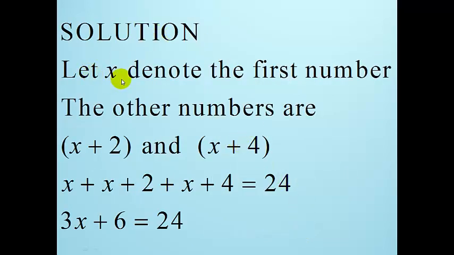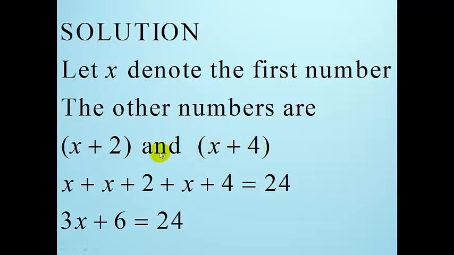Solution. Let x denote the first number. So the other numbers are x plus 2 and x plus 4. This is because if the first number is x, the second number will be x plus 2 because even numbers differ by 2. When we add 2 to x plus 2, we have the third number, that is x plus 4. It means that the 3 consecutive even numbers are x, x plus 2, and x plus 4.